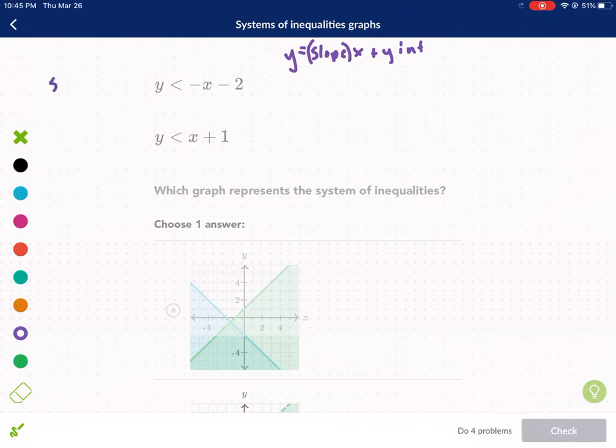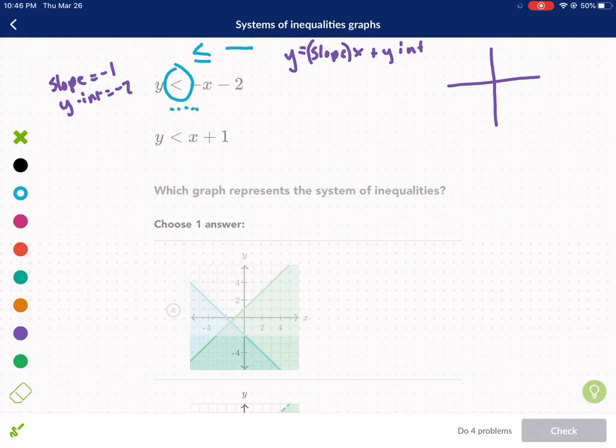So let's go ahead and write that. Slope equals negative 1. Our y-intercept then is negative 2. So if we were to graph this, number 1, I forgot a very important piece of information. Anytime you see a less than symbol with no equal sign underneath, versus something that looks like this with an equal sign underneath, this one is a dotted line. This one above is a solid line, okay?